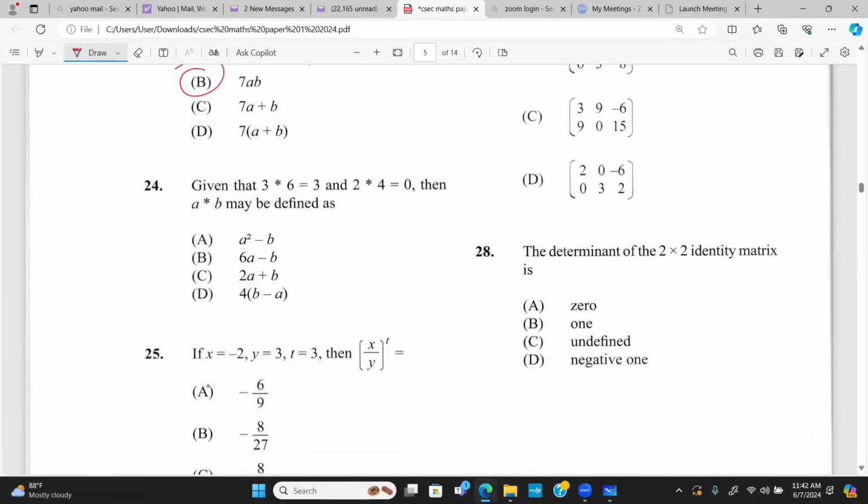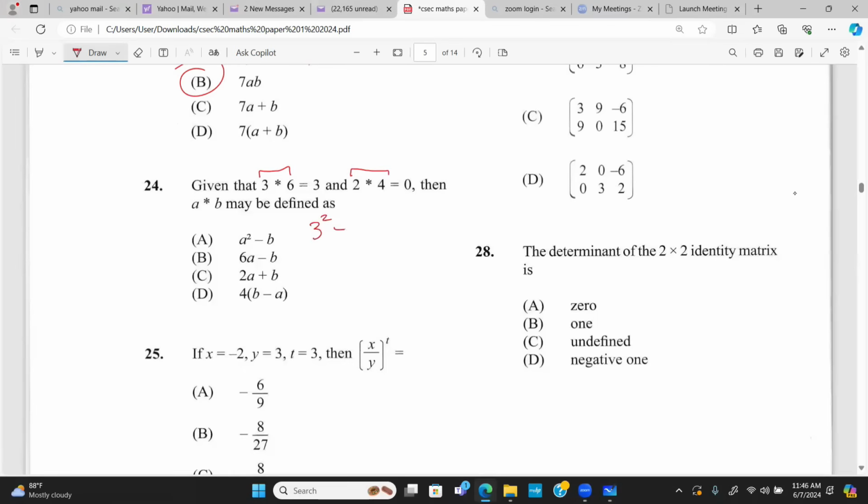Given that 3 asterisk 6 is equal to 3, and 2 asterisk 4 is equal to 0, then A asterisk B can be simplified as what? So as you can see, 3 asterisk 6 is 3, and 2 asterisk 4 is 0. A asterisk B. Take a good look.